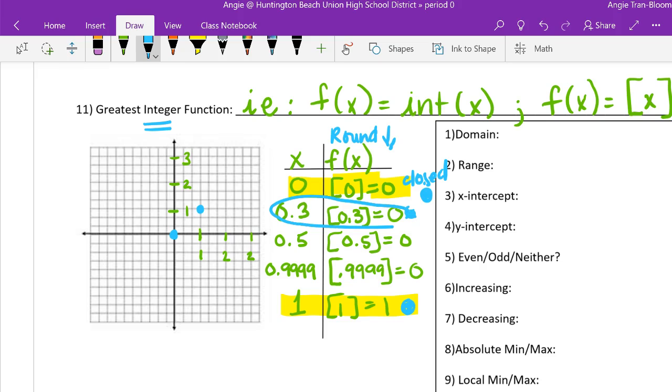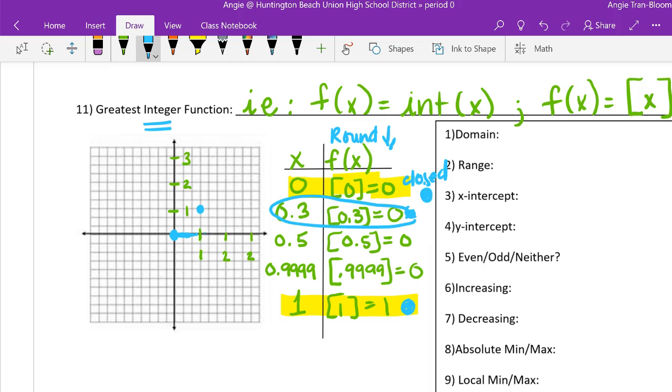When x is 0.3, it's still at 0. When x is 0.5, it's still at 0. When x is 0.99999, it's still at 0. So any value you pick between 0 and 1, not including 1, including 0 as well, will be 0. So that's why we're shading this in.